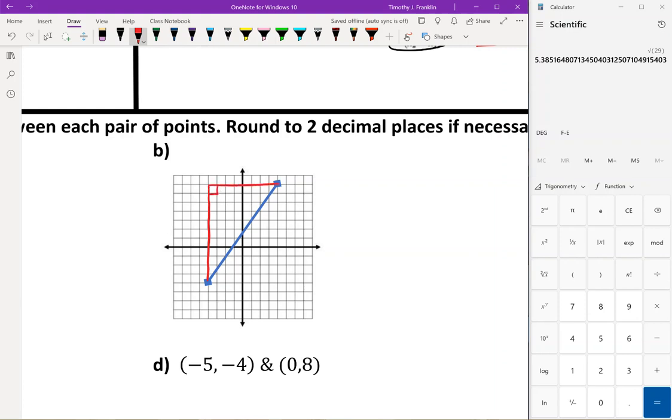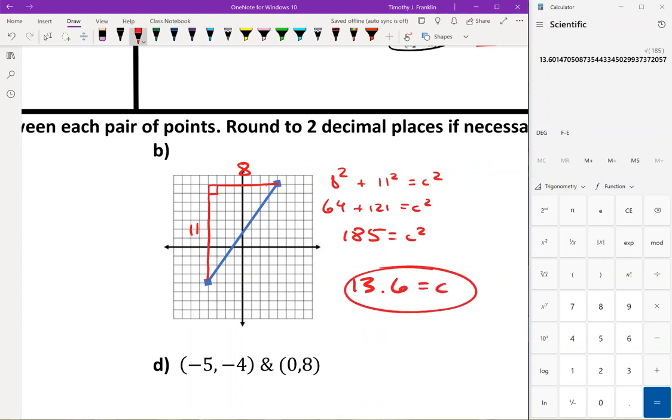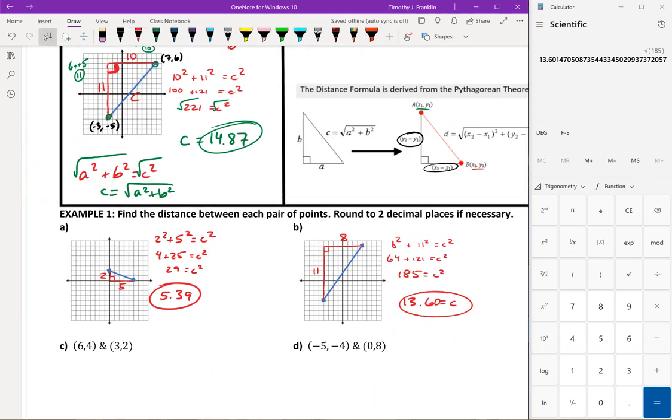So for example B, our vertical distance here is 11 and 8. So 8 squared plus 11 squared, that's 64 plus 121, which is 185. Which gives us a side length of 13.60. Okay, that's what you want to do if you have the picture.